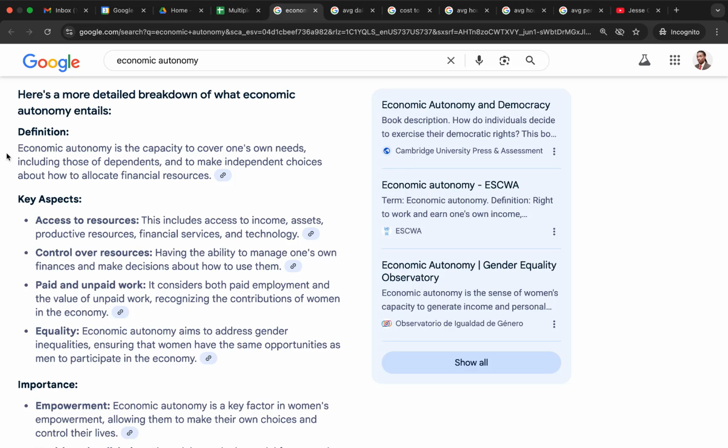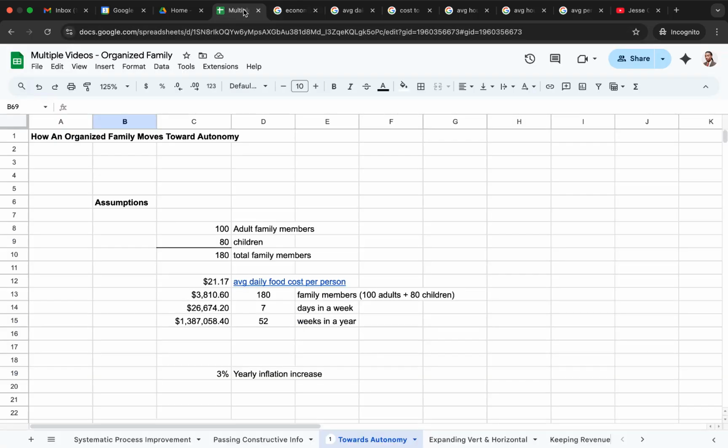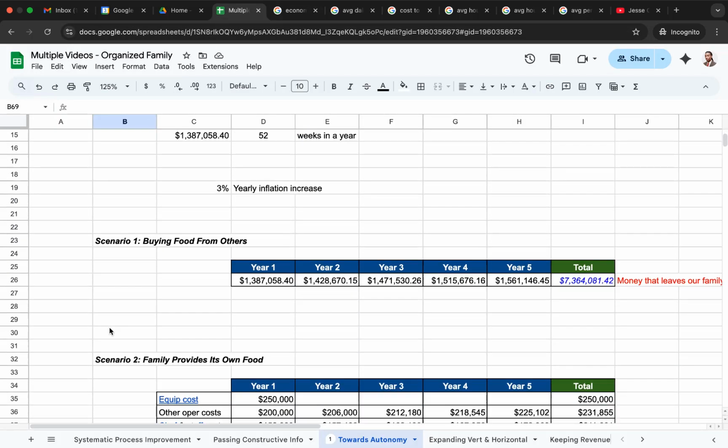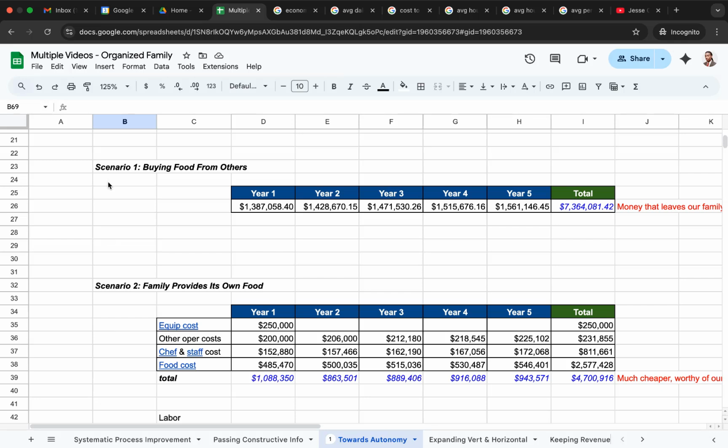So we want to be able to take care of the things we need to take care of, have the things that we need to have, regardless of whether or not other people help us, like us, or whatever the case may be. We want to have autonomy so that we can have the things that we need no matter what. Okay, so in order to get into the details of autonomy, I'm going to dig into a couple of scenarios here. So I'll talk about scenario one, buying food from others.